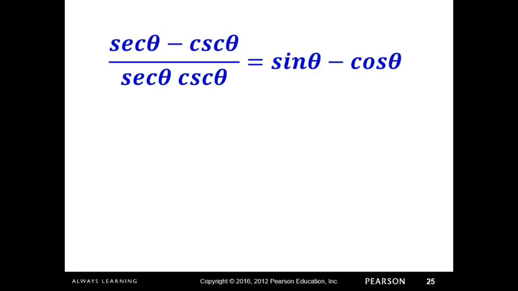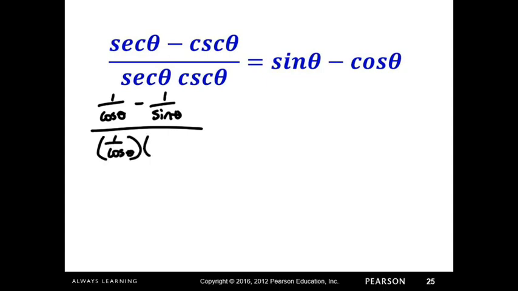Now, we've got (secant minus cosecant) over (secant times cosecant) equals sine theta minus cosine theta. So let's look at that one. All right, we're going to change it to sine and cosine. So secant is 1 over cosine minus 1 over sine theta, over 1 over cosine theta times 1 over sine theta.